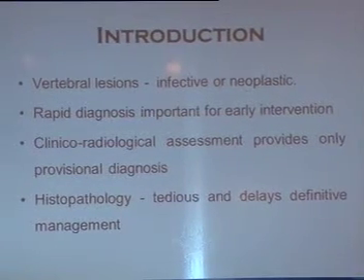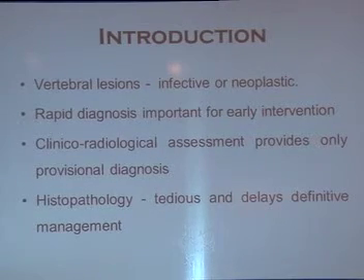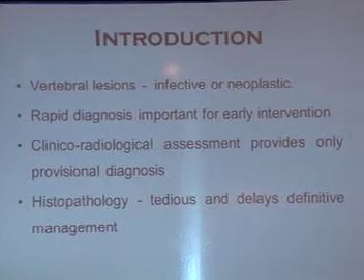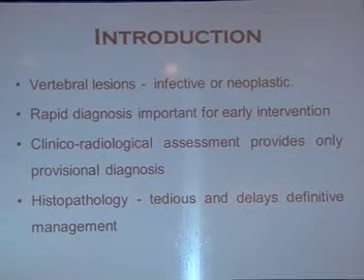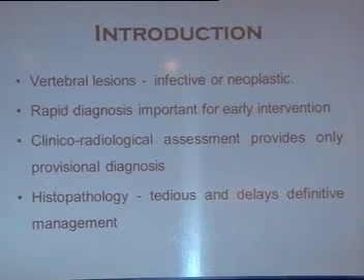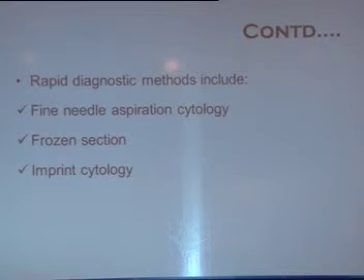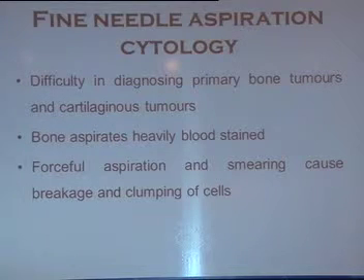Clinicoradiological assessment provides only a provisional diagnosis, therefore histopathological diagnosis is a must. However, histopathological diagnosis is tedious to perform and it takes time. Therefore, it delays the definitive management. So, we have rapid diagnostic methods which include FNAC, frozen section and imprint cytology. However, FNAC has a disadvantage in bony lesions, which include difficulty in diagnosing primary bony tumors and cartilaginous tumors. Bone aspirates are heavily blood stained and forceful aspiration and smearing causes breakage and clumping of cells.